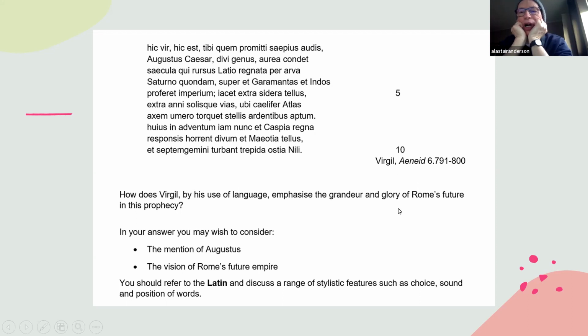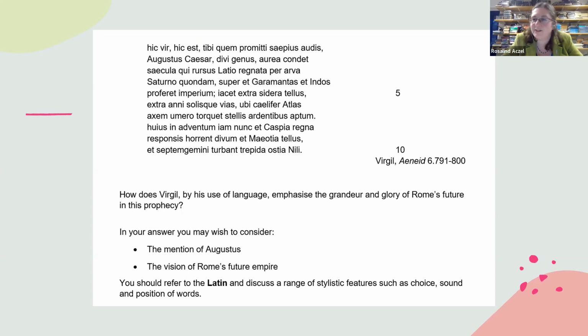Well, there's the cosmic language, lots of stars and heaven, sky, stars, earth, stars. How does that emphasize the grandeur and glory of Rome's future? Well, this is sort of epic, very grand language. But does the fact that he's using grand language emphasize the glory of Rome's future? I would require a little bit more on that to get a really well-developed point. Yes, okay. I'd say valid point, but what about this is actually linking to Rome's future glory?